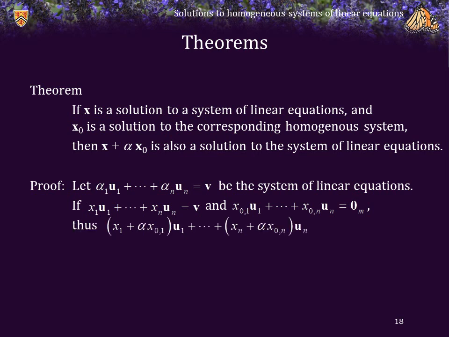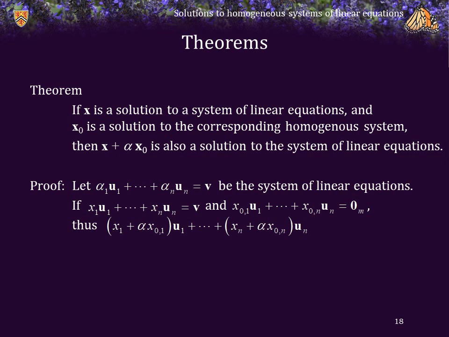Now, if you were to now add the first entry of the vector x plus alpha times the first entry of the vector x naught, and so on and so forth for every single entry, then we get the vector x plus alpha times x naught. However, let's see what happens.